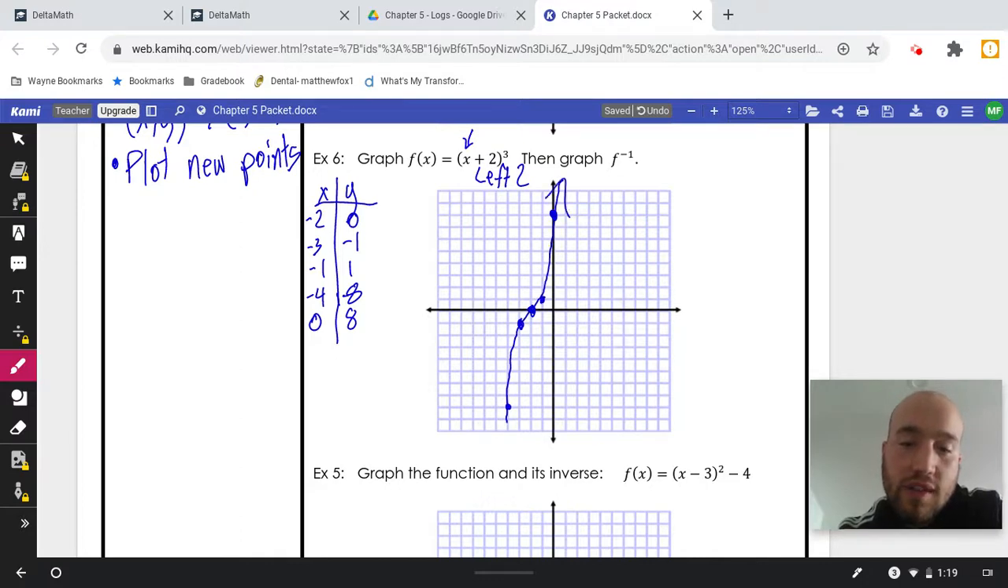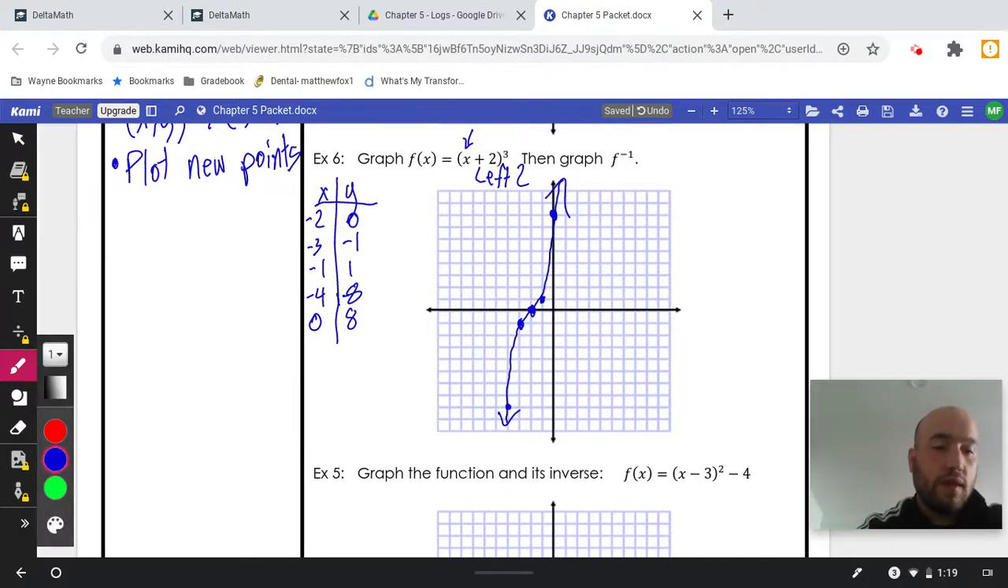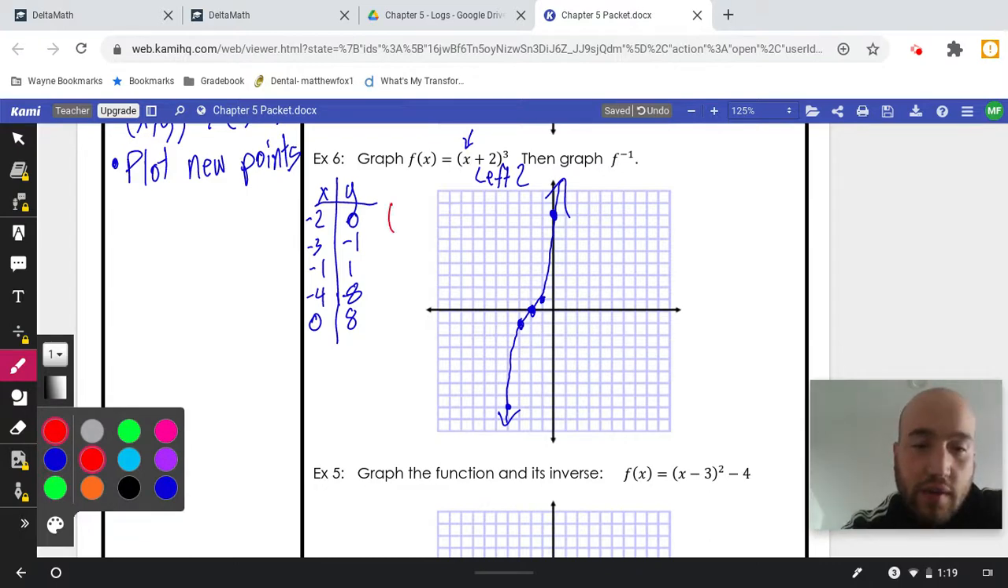Now my points look slightly different. They're in a t-table here, but it's the exact same thing. So we're still going to just flip them. Instead of (-2, 0), we get (0, -2), and down the line.